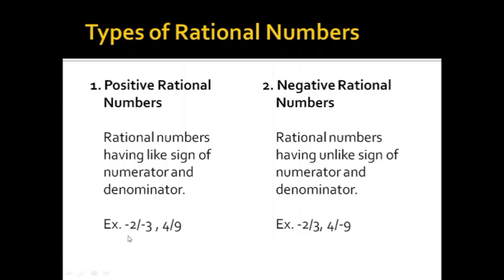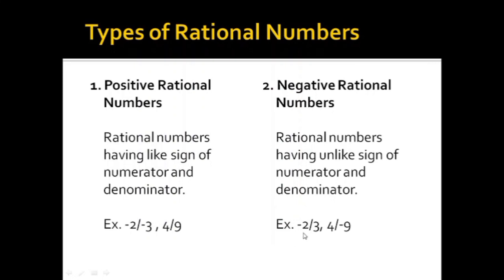It is written minus 2 upon minus 3. Numerator is minus 2, denominator is minus 3, both are negative. So it is a positive rational number. In the same way, 4 upon 9, both the numerator and denominator are positive, so it is a positive rational number. On the other hand, for a negative rational number, the numerator and denominator are not of the same sign.